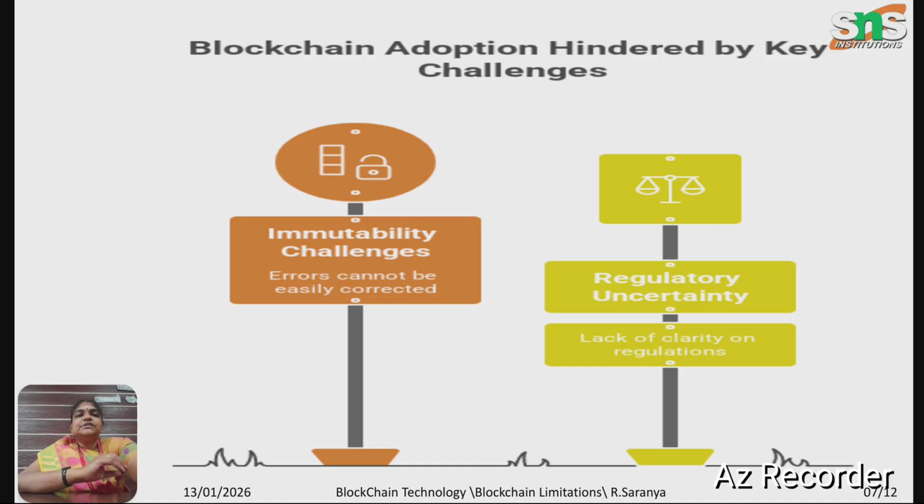Next one, the adoption. Immutability is the main advantage of using blockchain, but still, due to regulatory uncertainty, immutability challenges are still there, because we have a few laws like the right to be forgotten, etc., which make immutability a big question mark. So errors cannot be easily corrected due to the immutable character, and the regulatory issues also need to be taken into consideration due to lack of clarity.